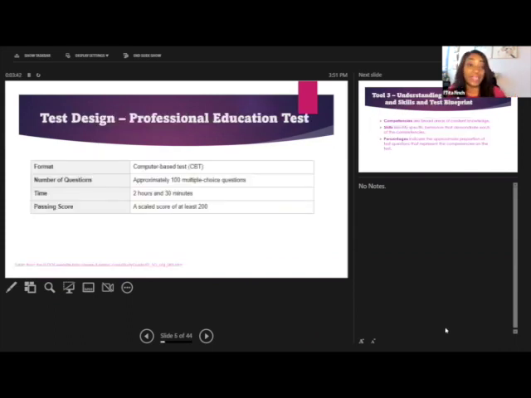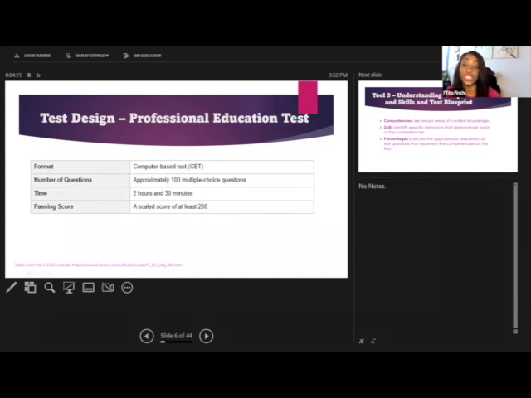Now, let's talk about the test design of the professional education test. So this test is the test that every single educator that is in the classroom over 3 years has passed and have been certified on. Okay, so this is a computer-based test. So there's a few things, right, that's different when you're talking about a pen and paper test and a computer-based test, right? So you got to be looking at the screen. You know, you want to make sure that you're comfortable with your keyboarding, etc.